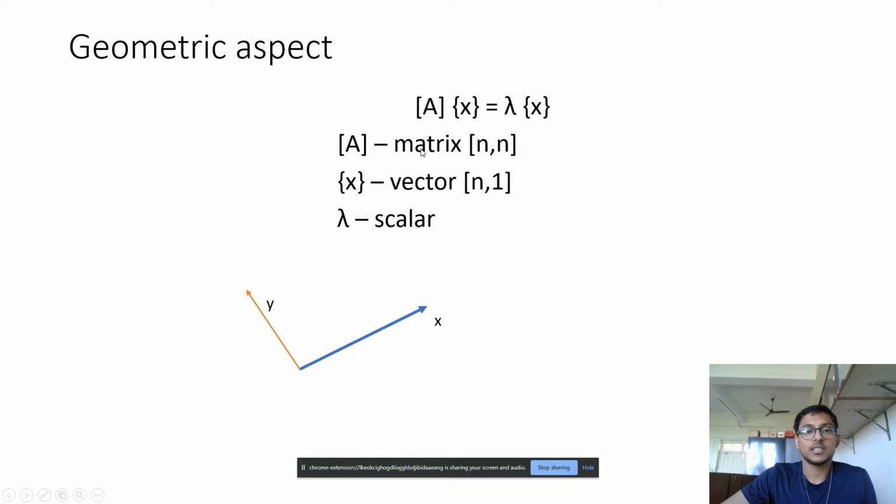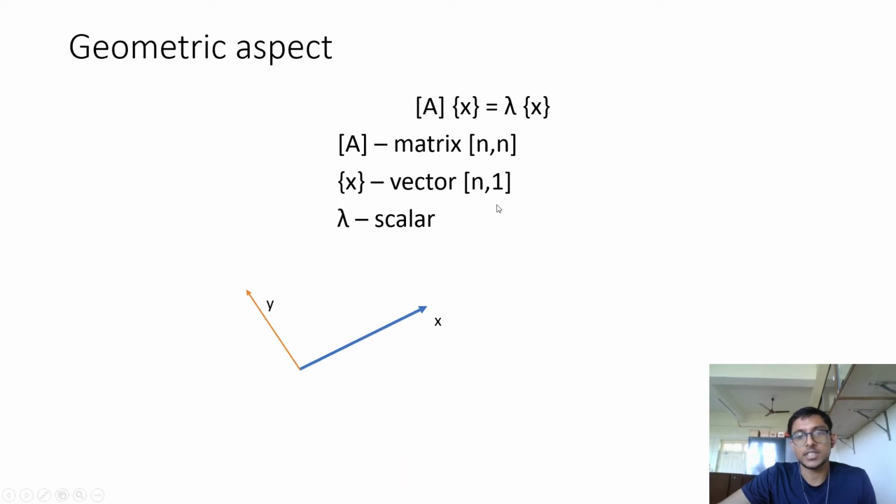A is a matrix of order n by n. We are all aware of the definition that a vector x which satisfies this relation is the eigenvector for a matrix A. But what does that mean physically, geometrically? It means that if we multiply the matrix A with the vector x, then the result should be a scalar multiplication of that vector x.